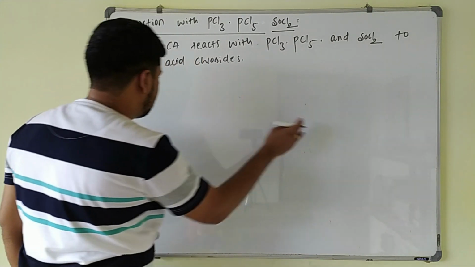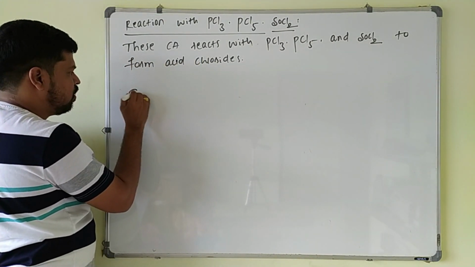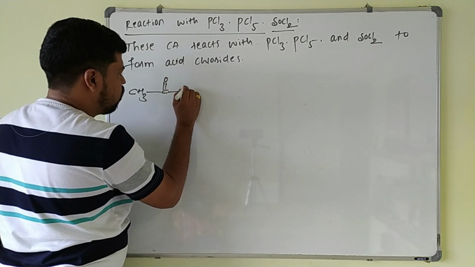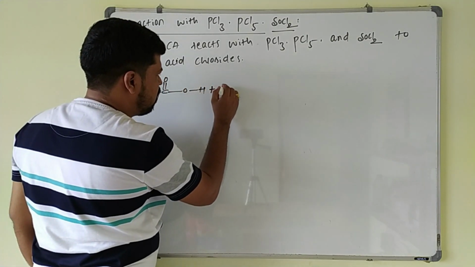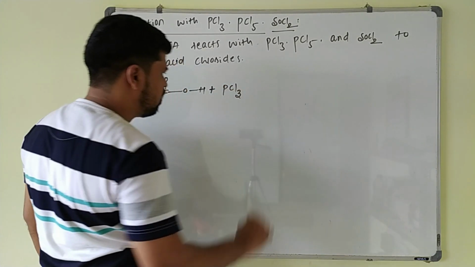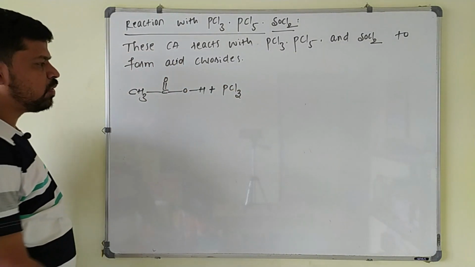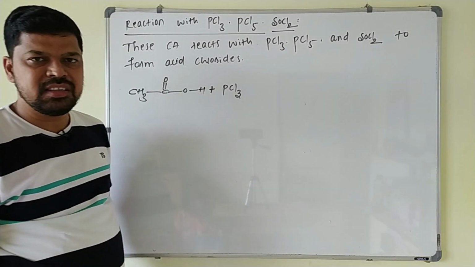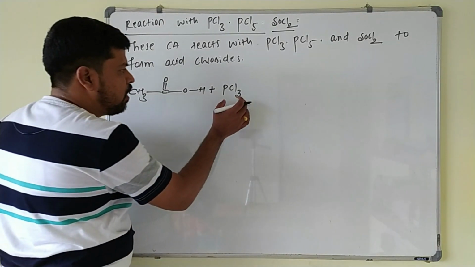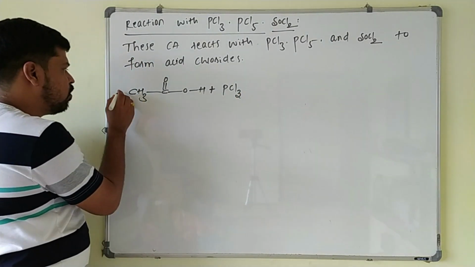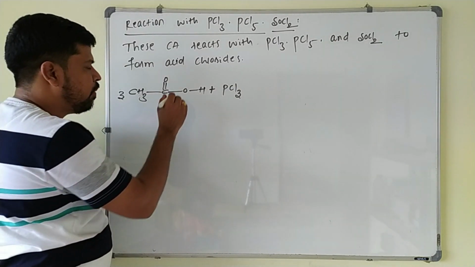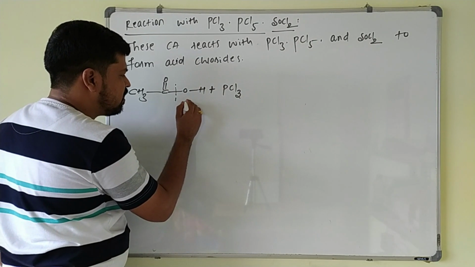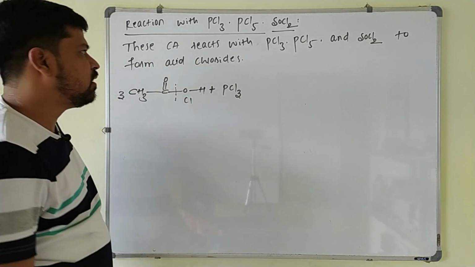So here if I take carboxylic acid, that is CH3 C double bond O OH, this on treating with PCl3. In this one we have already discussed in the p-block elements the reactions of PCl3 with acid in the last video. Whenever PCl3 is there, compulsorily you have to take 3 moles and you have to break the bond of carbon and oxygen. Instead of OH you have to add what here? Cl.